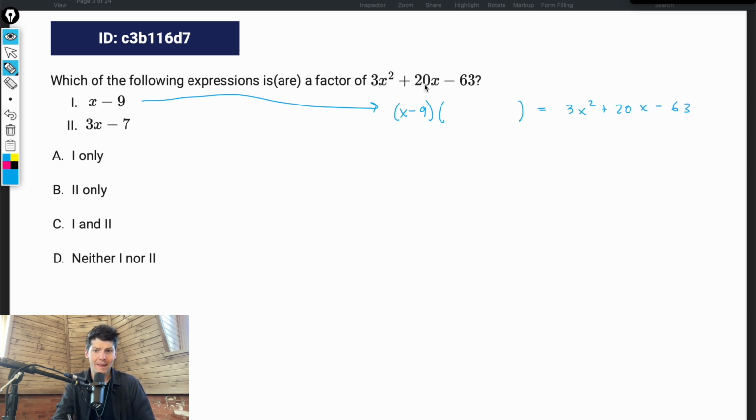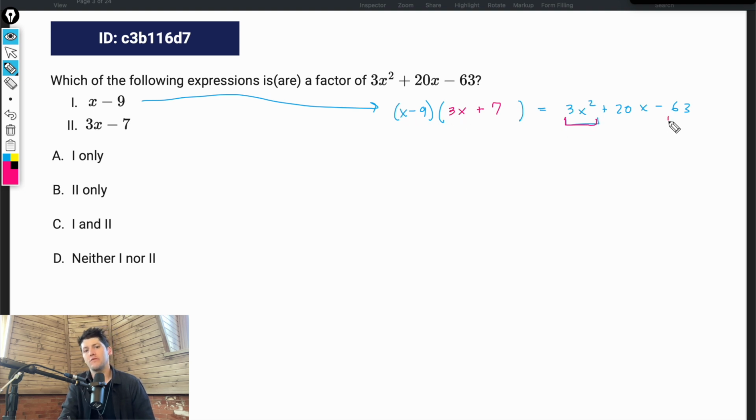Now, what would that be? Well, in order to get x times something to equal 3x squared, you would need this first item to be a 3x, right? x times 3x. And then you would also need the negative 9 to multiply times something and equal negative 63. So we need a positive value, a negative times a positive. And then we're going to need a 7. So the question is, does this math work with the middle term? In other words, I've made it work for my first term, x times 3x, and my last term.